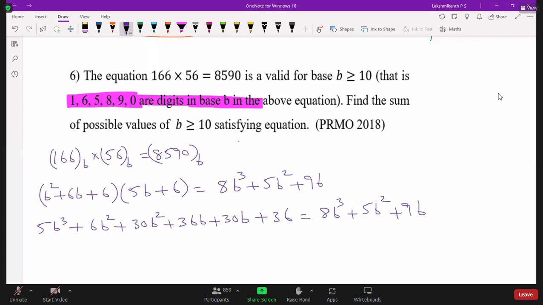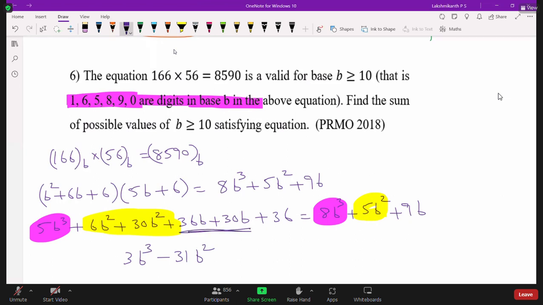Now look at here. When you simplify this, 5B power 3 and 8B power 3, bring it to one side. What do you get here? 3B power 3, right? Now you can clearly see 36B square and 5B square, right? What do you get here? 5 minus 36, so minus 31B square. Next, 9 minus 66B is minus 57B, and minus 36 is equal to 0.